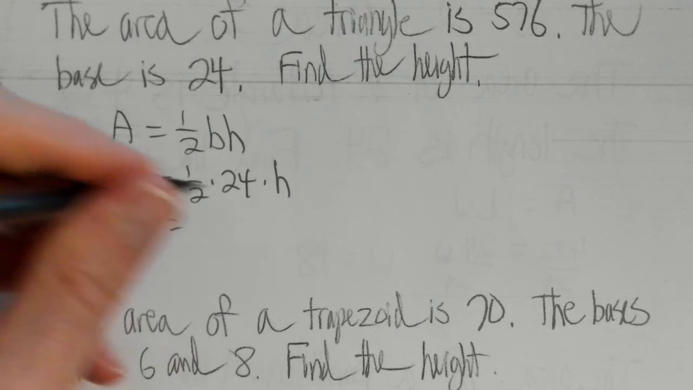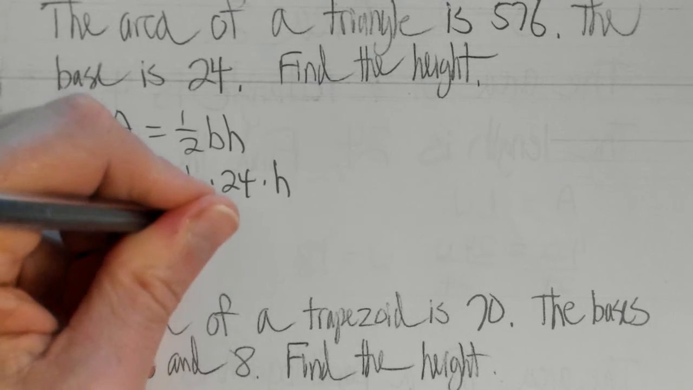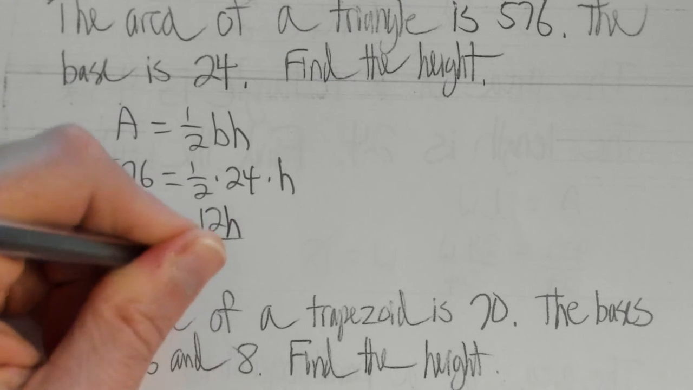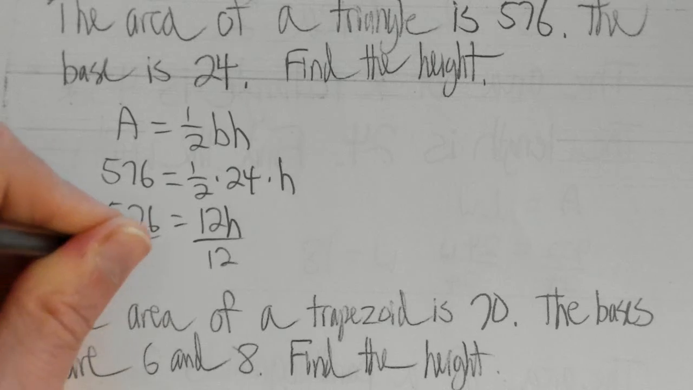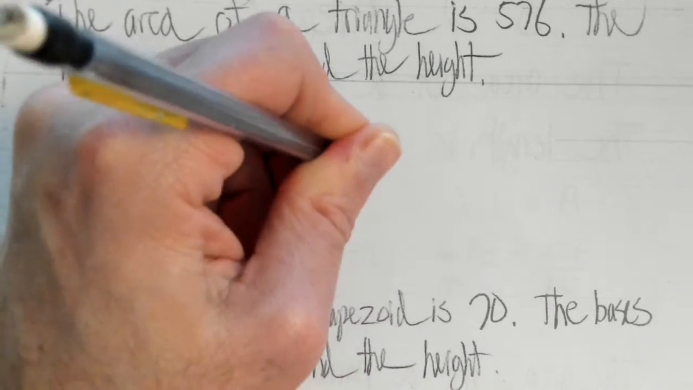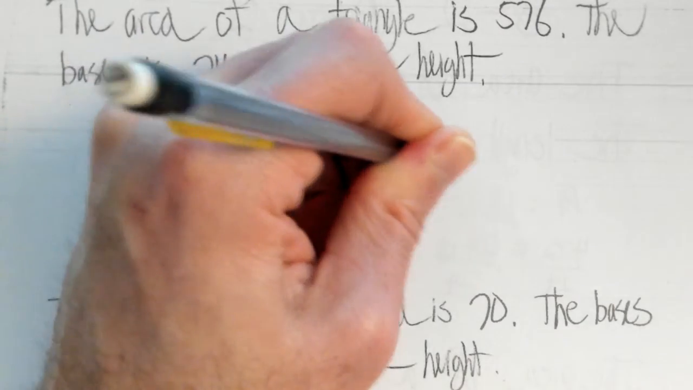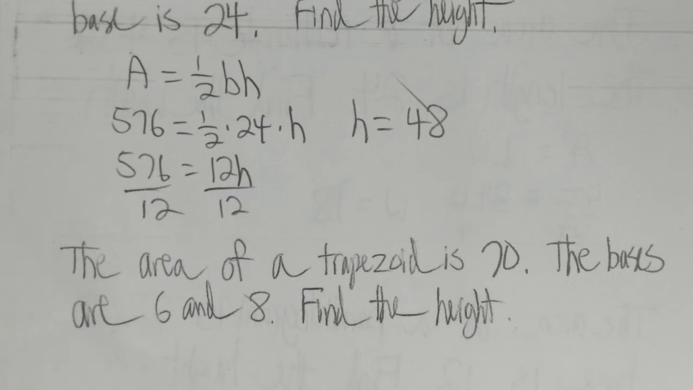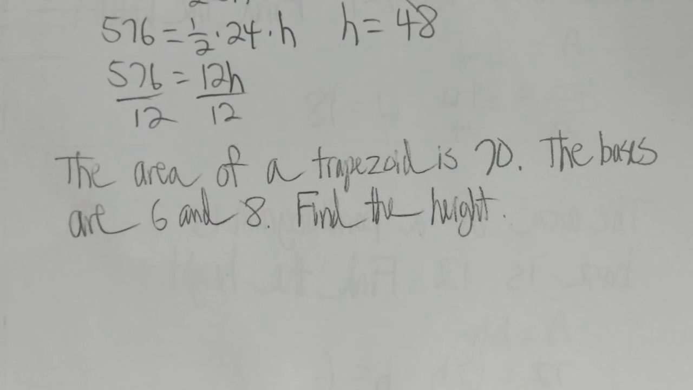So half of 24, that'll give me 12. Ready to divide now both sides by 12. And we get the height, and it is going to be 48. So 48 is the correct answer there. Okay, what about the next one now that we're looking at?